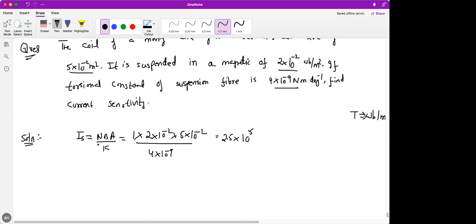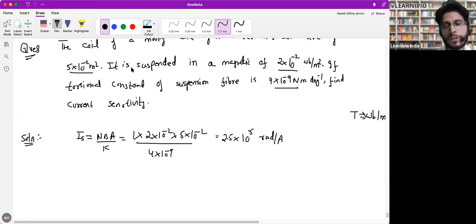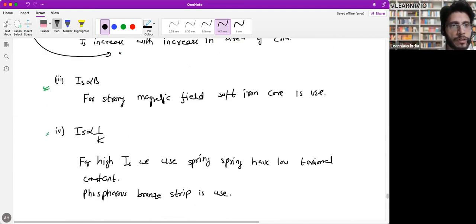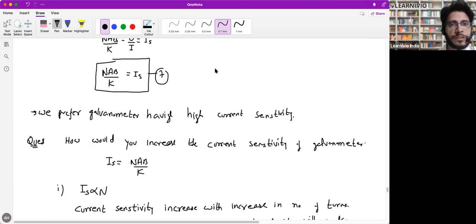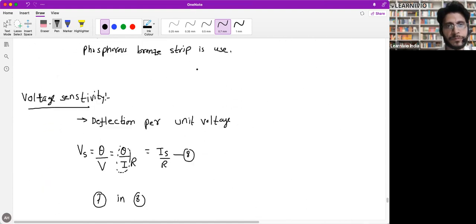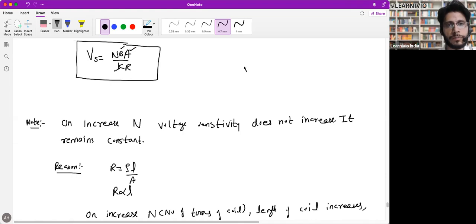Now, what is current sensitivity? It's deflection per unit current, right? So its SI unit is radian per ampere. It's always deflection by current. So SI unit is deflection per unit current. Deflection is radian, current is ampere. It's radian per ampere. That's the current sensitivity. For voltage sensitivity, it's radian per volt is the SI unit.